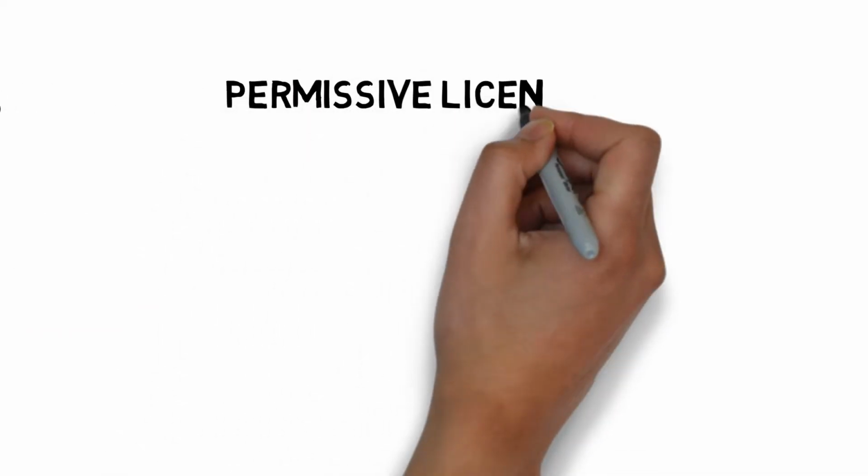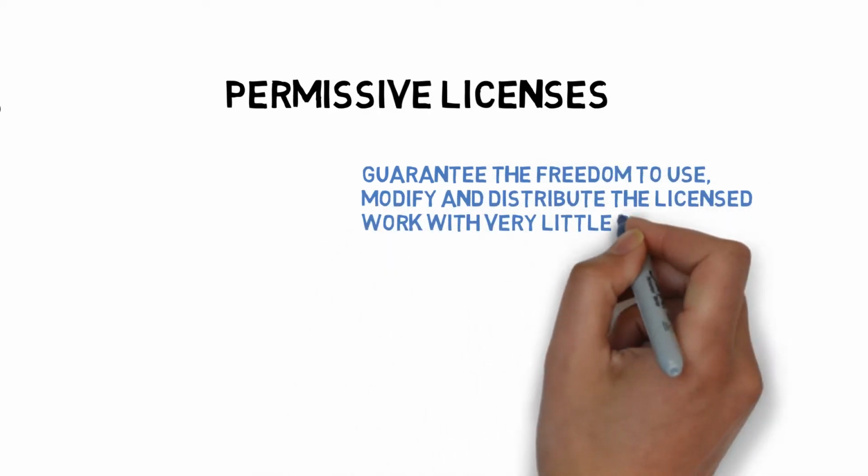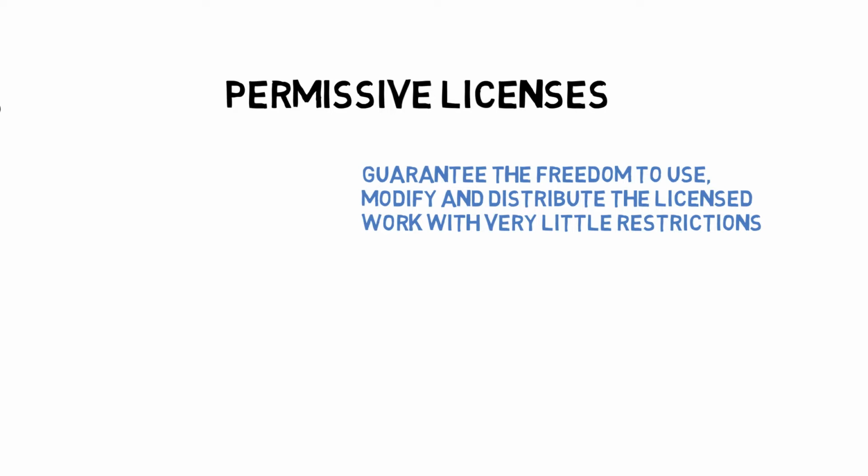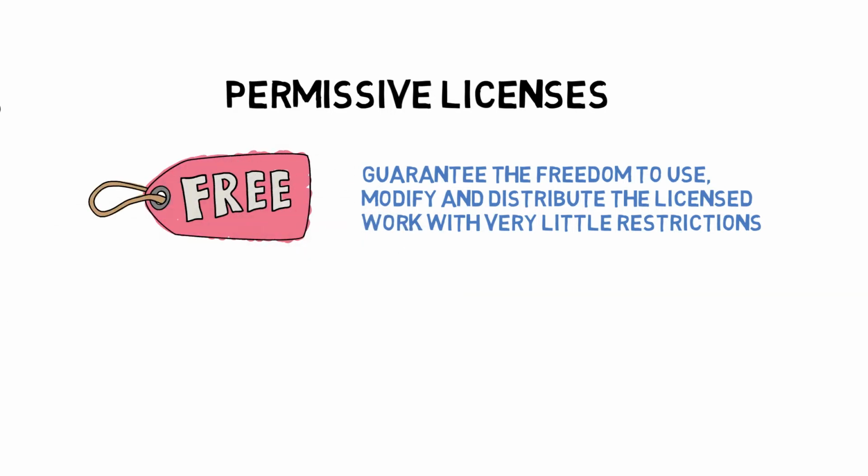Permissive licenses are a type of open-source license which guarantee the freedom to use, modify and distribute the licensed work with very little restrictions. Unlike copyleft licenses, permissive licenses allow users to use the work for their proprietary derivative works for commercial or private use.